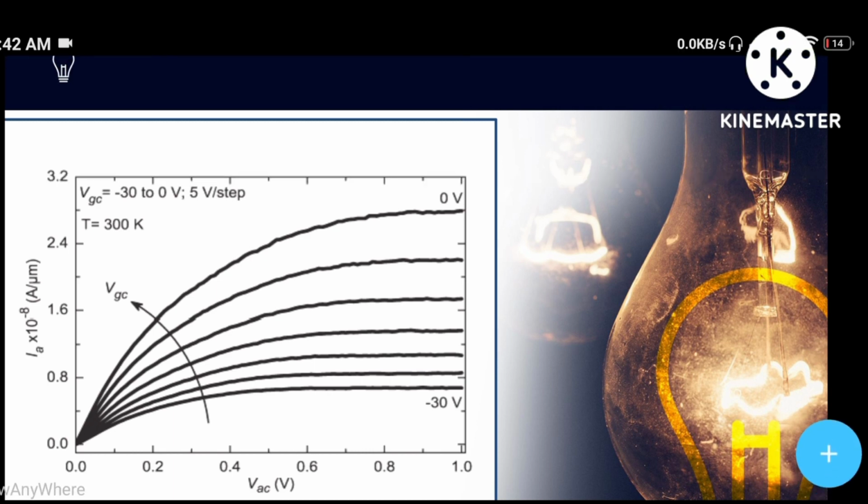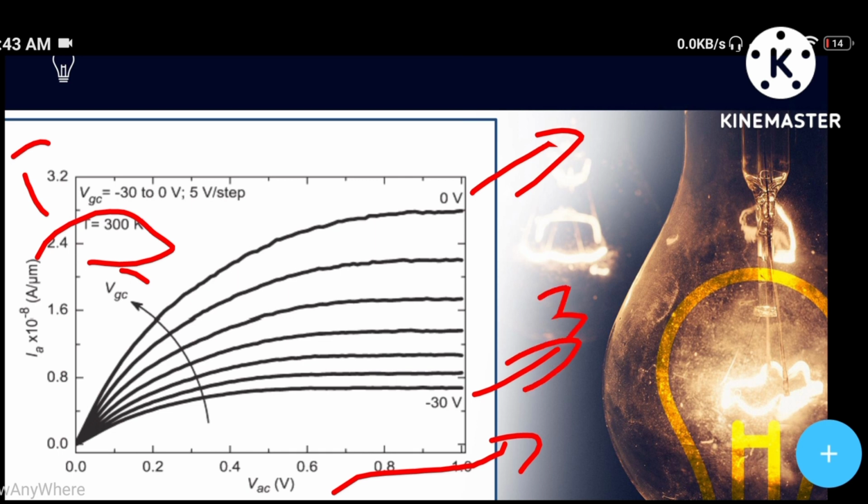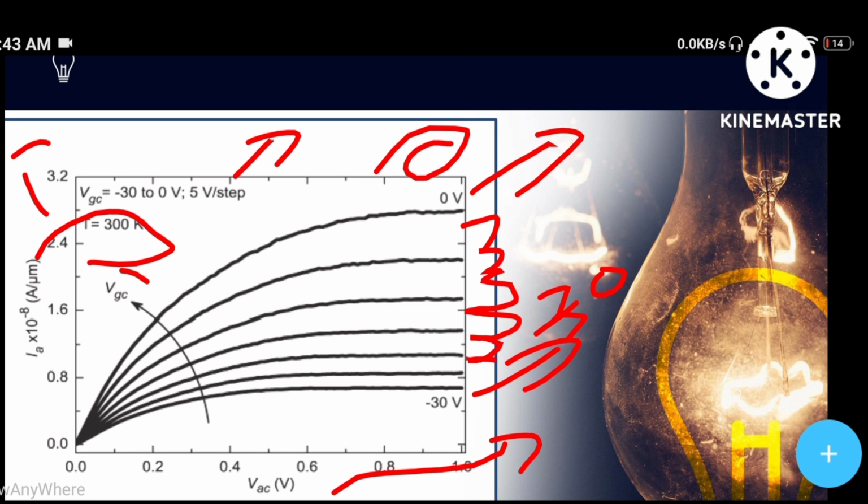Now here you can see the graph, which shows the current against the anode voltage in micrometers, with units from 0 to 0.8, 1.6, 2.4, 3.2. Here VGC increases at constant temperature, varying from 0 volt to minus 30 volts. Here it's 0, and we keep 5 volts per step. We gradually increase 5 volts for every step, 0 to 5, 5 to 10, 10 to 15, 15 to 20, 20 to 30.